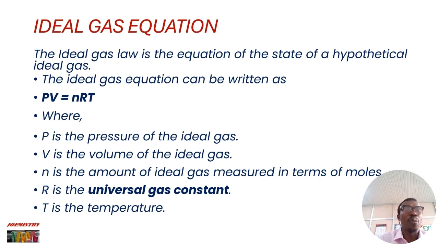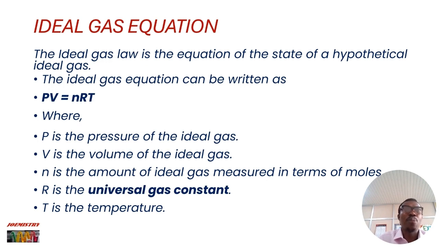N is just the number of moles. R is the universal gas constant, which is in joule per mole per Kelvin, and T is the temperature of the gas, which can be in degrees Celsius or in what? In Kelvin. So it's as simple as ABC, which is the ideal gas equation.